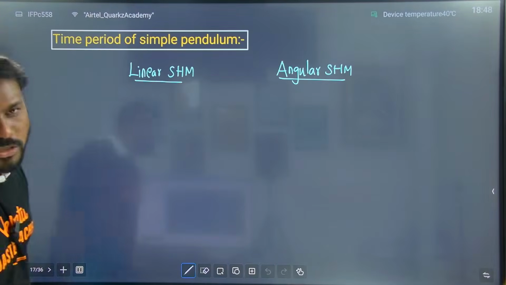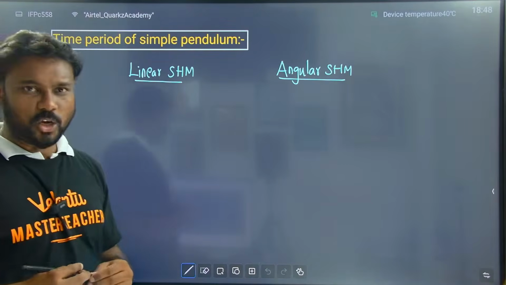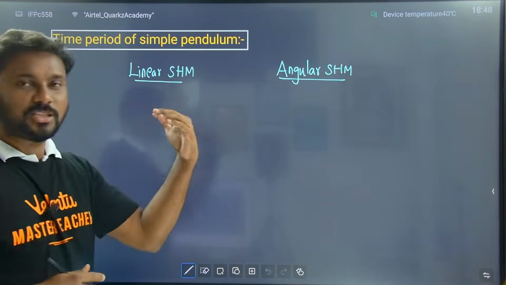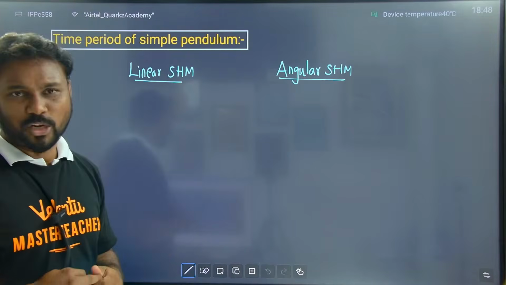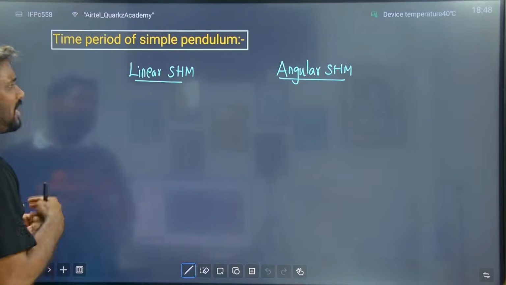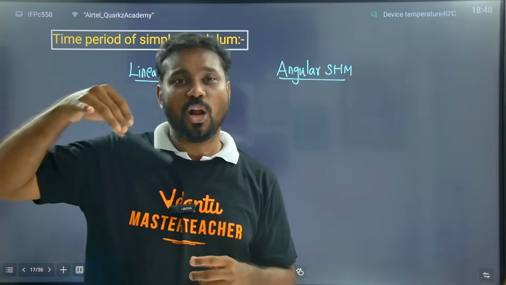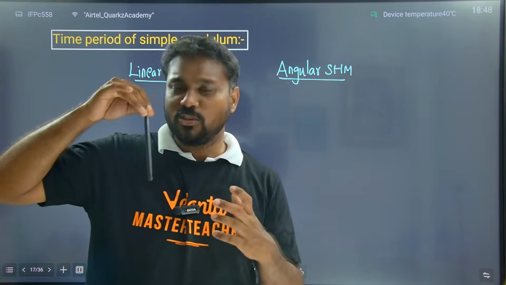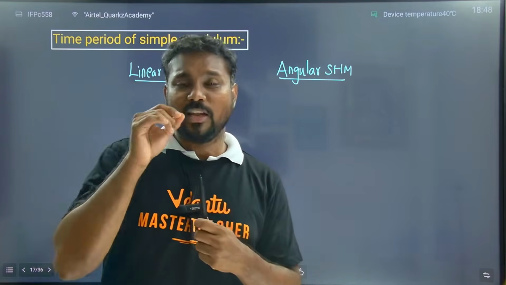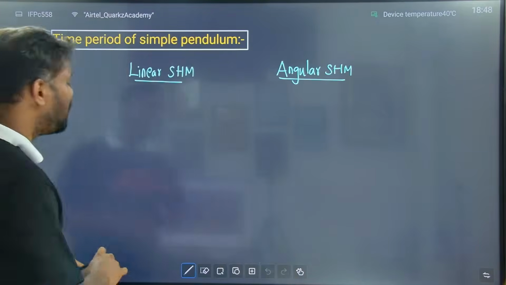Yes, time period for simple harmonic motion. How can we calculate the time period of a simple pendulum? There are two kinds of simple harmonic motion, one linear and the other angular. First, linear simple harmonic motion: it must be a small displacement, and the vibration should not be more. The value of x should be within 1, not more than 1.